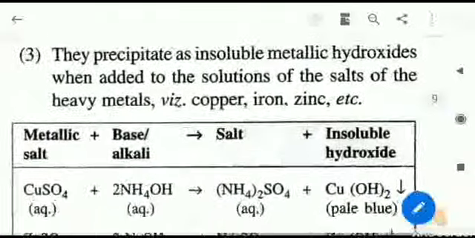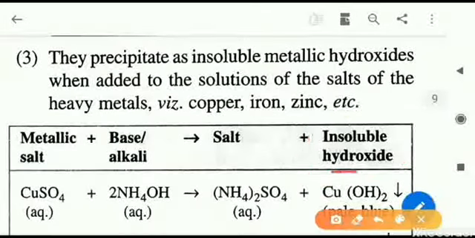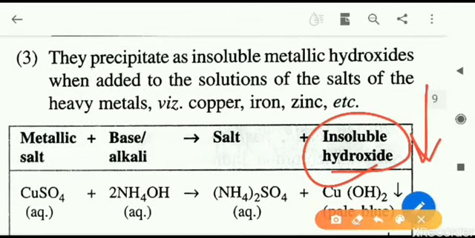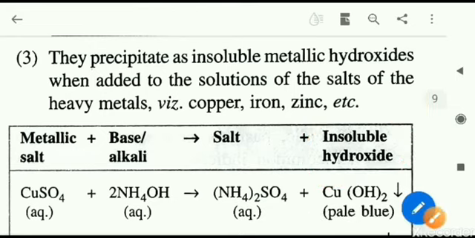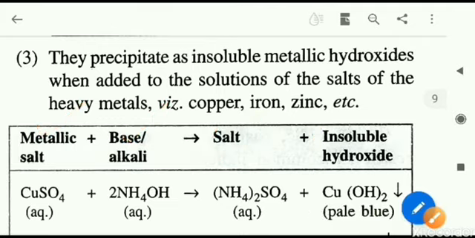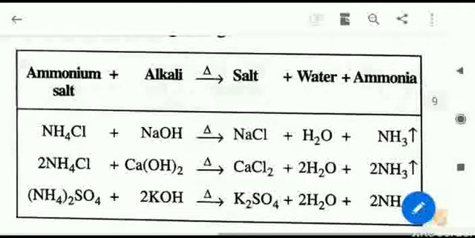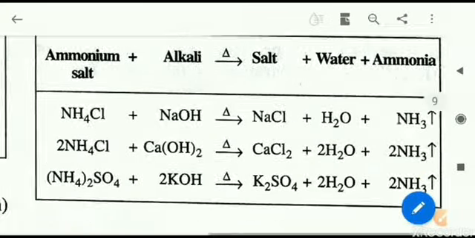Next reaction is what? Here, metal hydroxides are formed, and these metal hydroxides are insoluble and they settle down at the bottom of the container where the reaction is happening. The reaction is between a metallic salt and an alkali. What is produced? Salt and insoluble metal hydroxide. Last one, just now we have seen ammonium salt on reacting with alkali gives salt, water and ammonia gas is released.